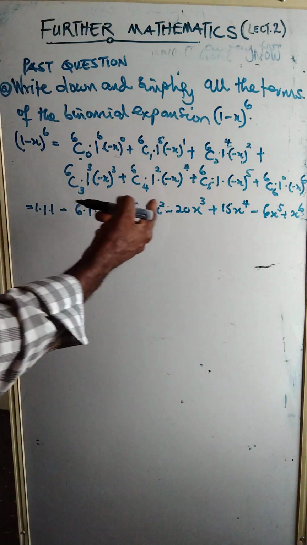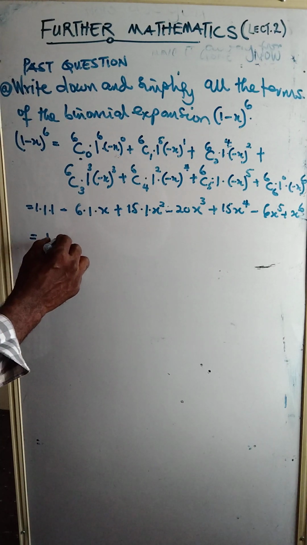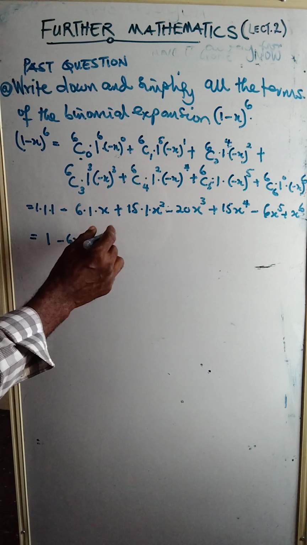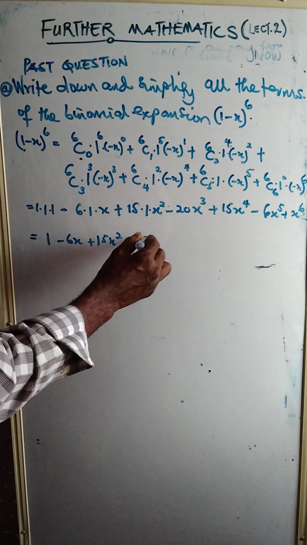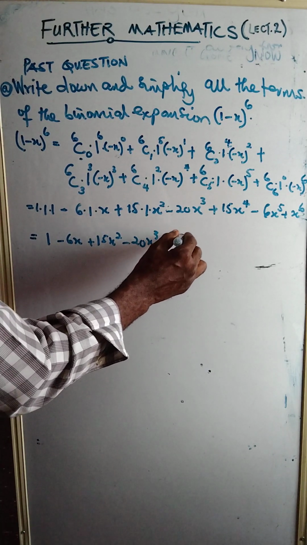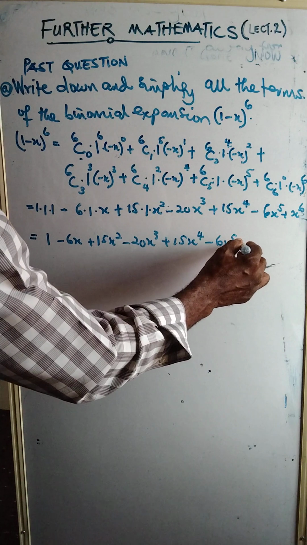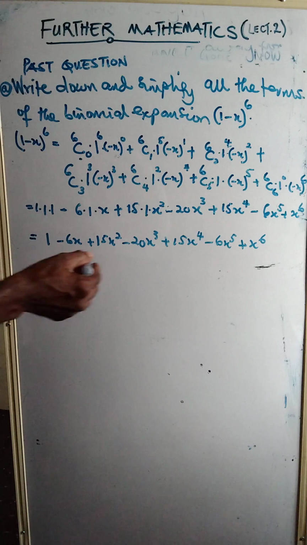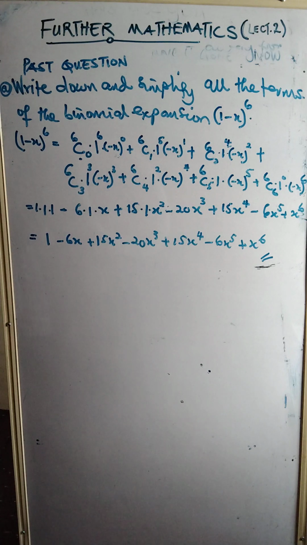Right, so try to do your own simplification and see. If you do this, you're going to have 1 minus 6x, plus 15x squared minus 20x cubed plus 15x raised to power 4 minus 6x raised to power 5, and then we have x raised to power 6. So this is therefore the expansion of that. Very interesting, you would say.